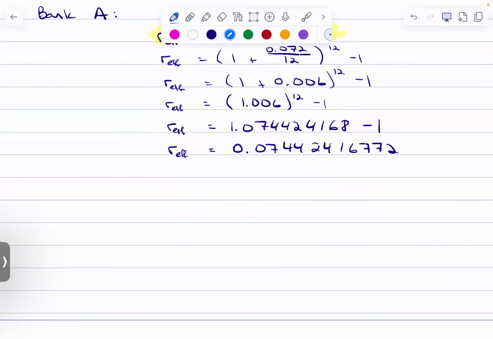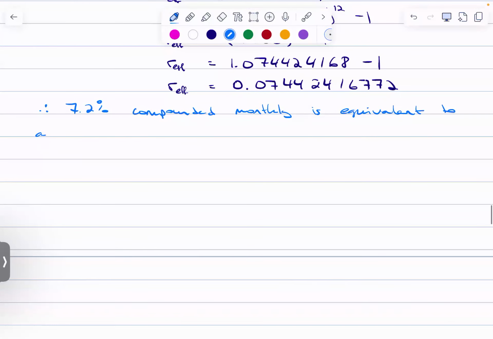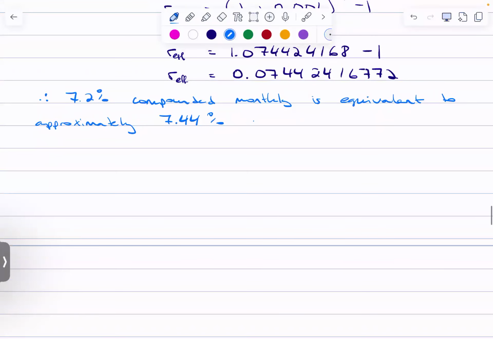So here, therefore, 7.2% compounded monthly is equivalent to approximately 7.44% compounded annually.